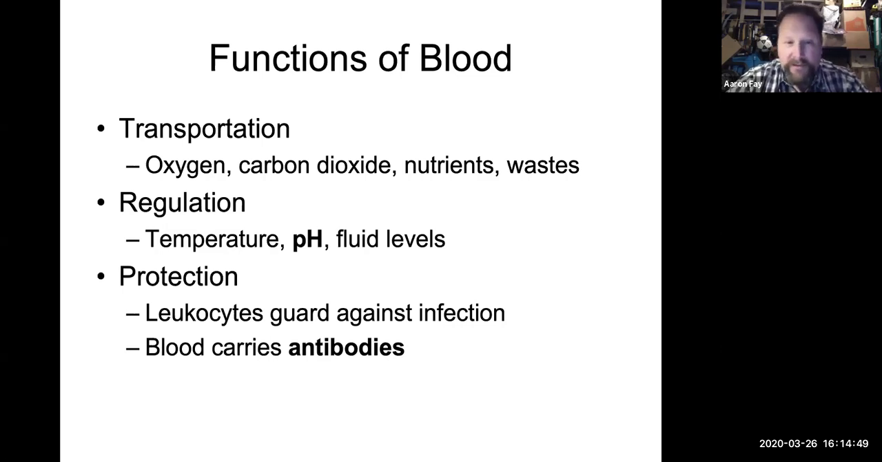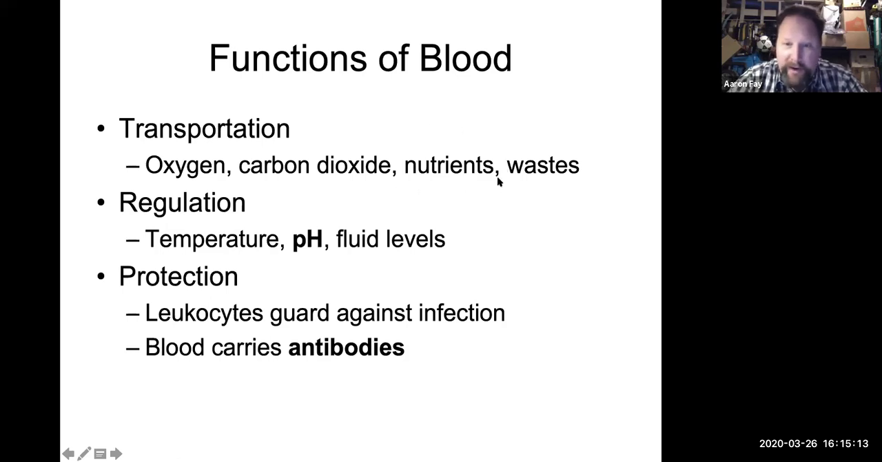When our cells burn fuel to make energy, they're going to produce the waste product, carbon dioxide. Carbon dioxide is a toxic compound, and it needs to be removed from our cells. And that is also a major function of blood. It will transport oxygen to cells and then pick up the waste carbon dioxide, transport it to the lungs, and then we're going to exhale that carbon dioxide.